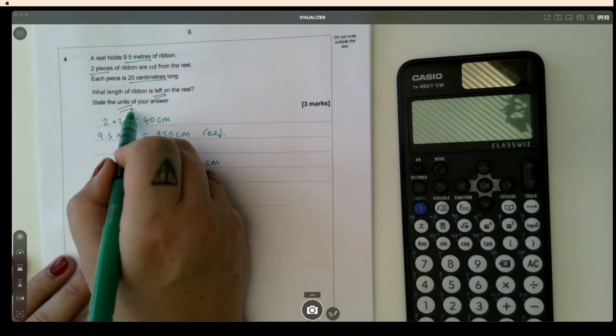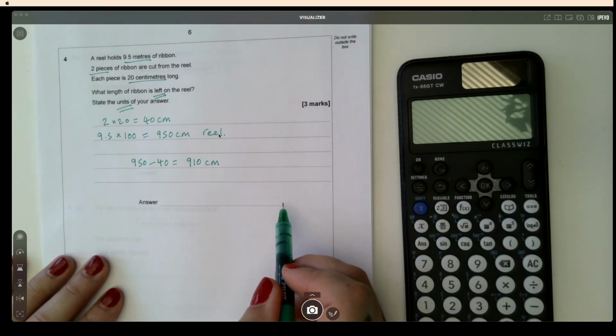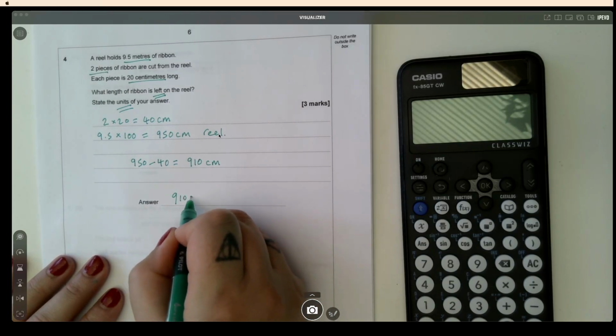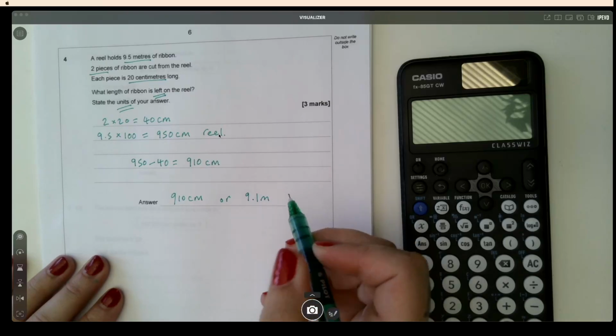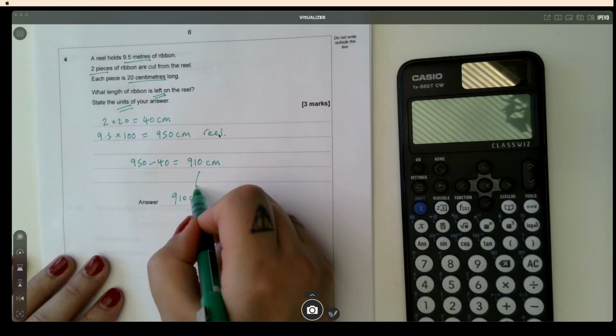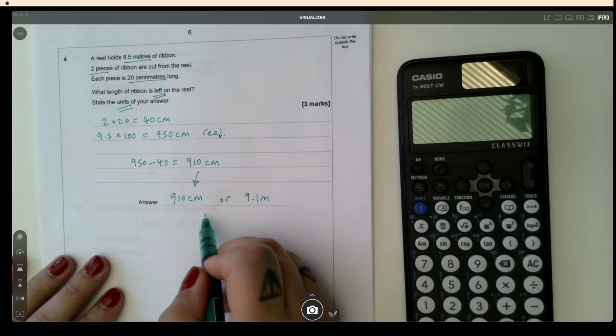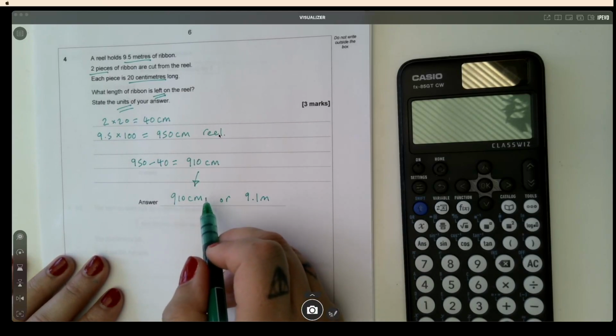Now it says state the units of your answer, and there's no units on the answer line. So I can give them my answer in centimetres, or I can give them my answer in metres. It doesn't matter which. But because I worked it out in centimetres, I would probably just leave it in centimetres because it doesn't tell me to do anything different.